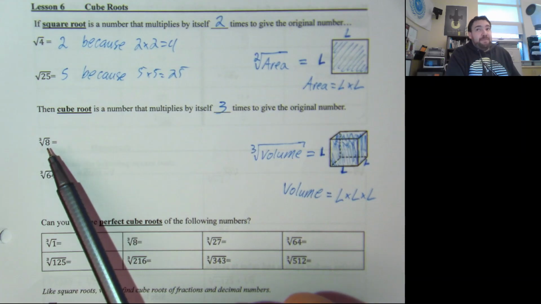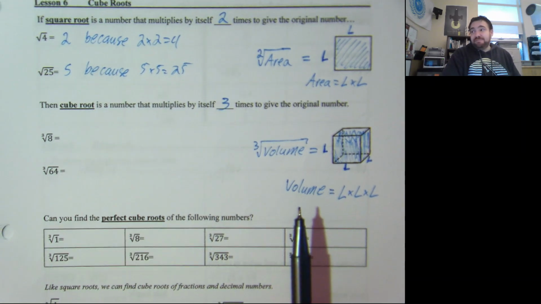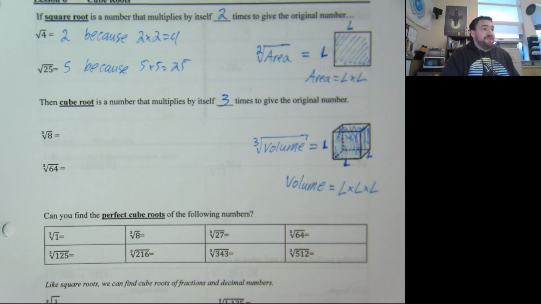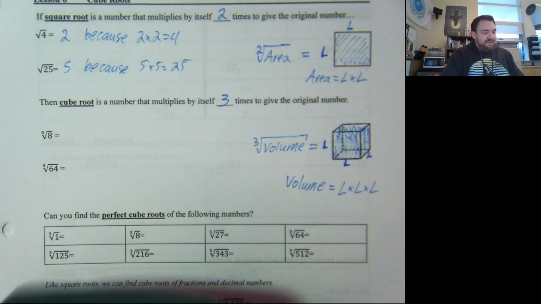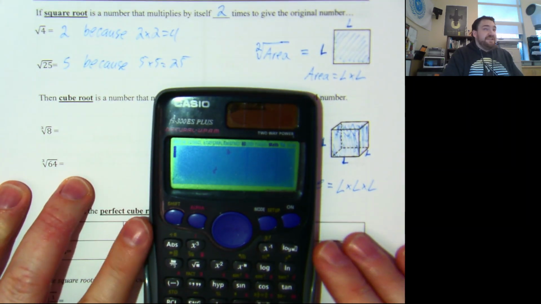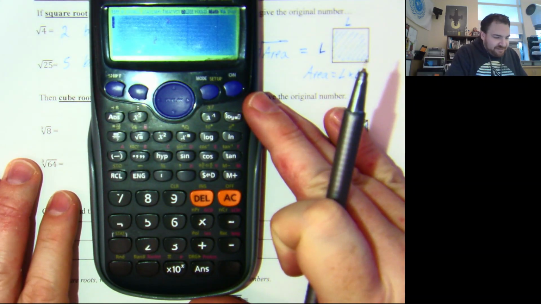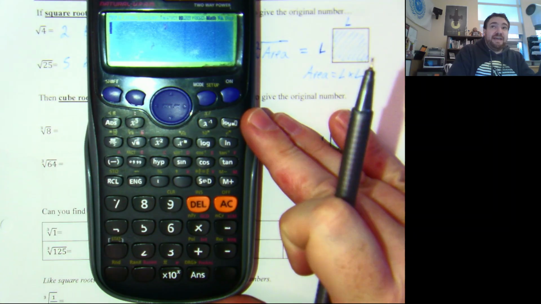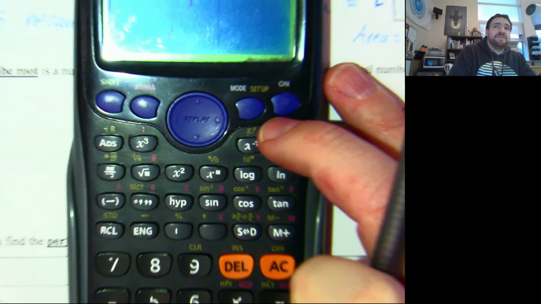And so, for example, the cube root of 8 is, what times itself 3 times gives you 8? Well, we have a handy dandy calculator for that. So all your calculators are going to handle this differently. The Casio, if you have a Casio, has 2 different options for using this.